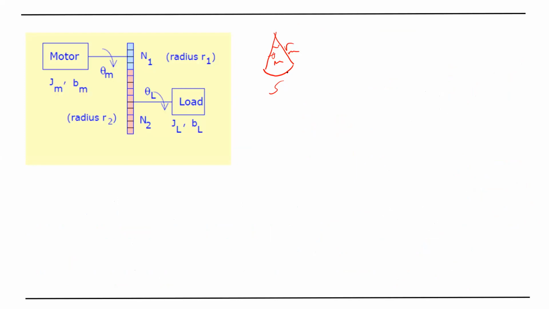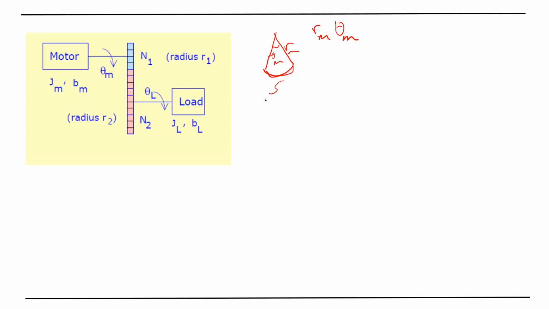What will be the distance traveled from here to here, s? What will s be in terms of theta m and Rm? Rm times theta m, the multiplication of the two. Exactly. So it will be Rm theta m. This is the distance traveled by the first gear. Theta has to be in radians. Yes, in radians.